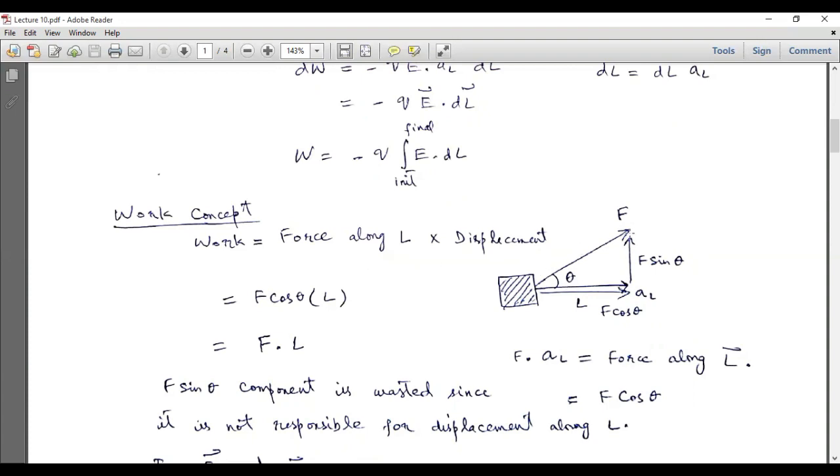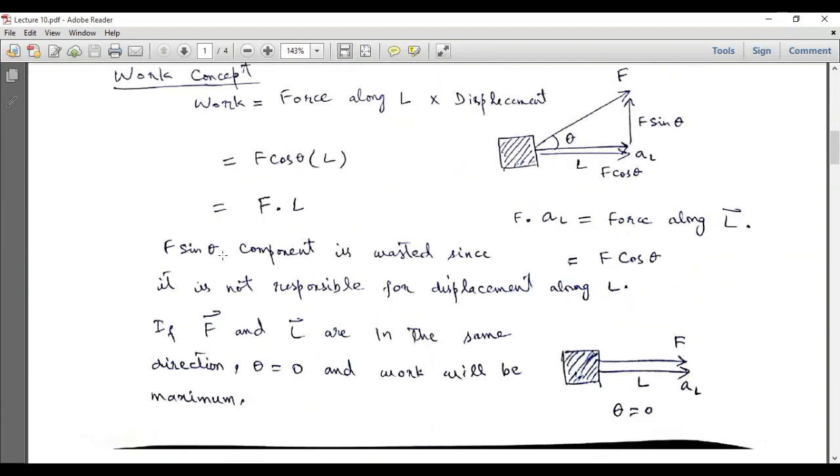So this force has two components. This is the horizontal component, or F cos theta. This is F sin theta. Now F cos theta is the component of force which is along L. So the work will be equal to F cos theta multiplied by L, and it can be written as F dot L. So the F sin theta component is wasted since it is not responsible for displacement along L.